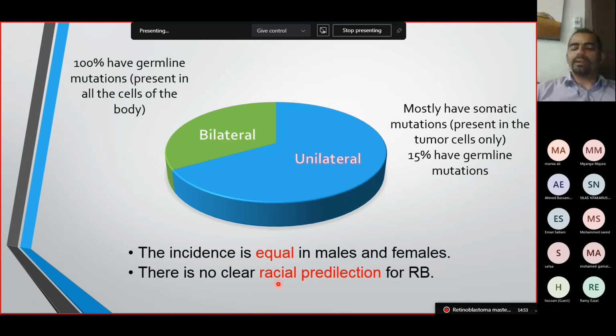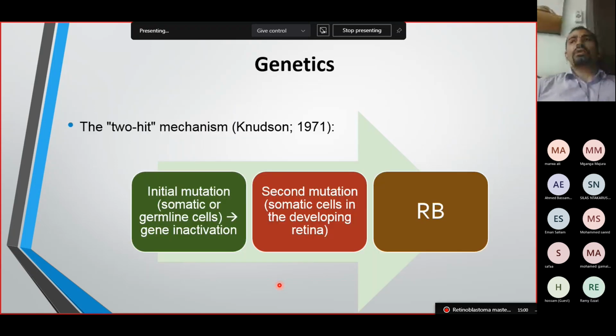The incidence is equal in males and females, and there is no race predilection for retinoblastoma. So it's almost equal in all races. If you want to understand the genetic basis of retinoblastoma, we need to understand what's called the two-hit theory, or the two-hit mechanism.